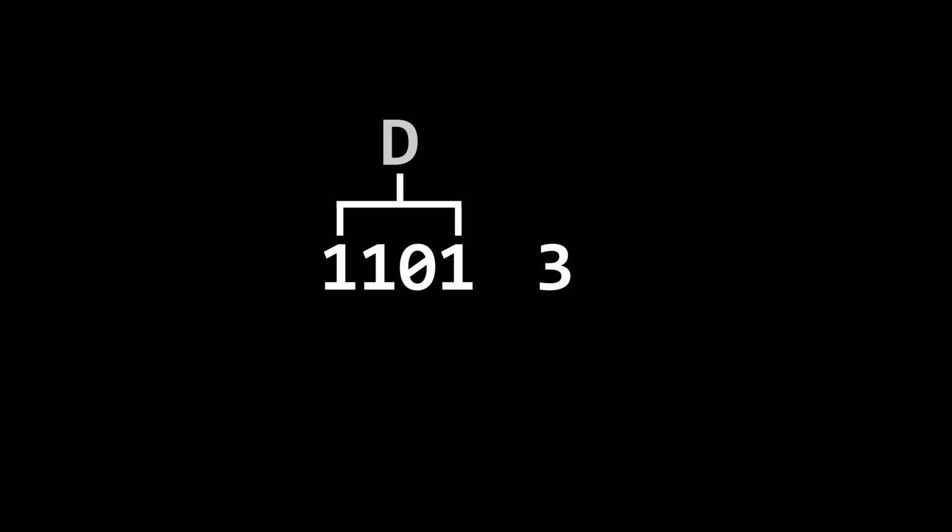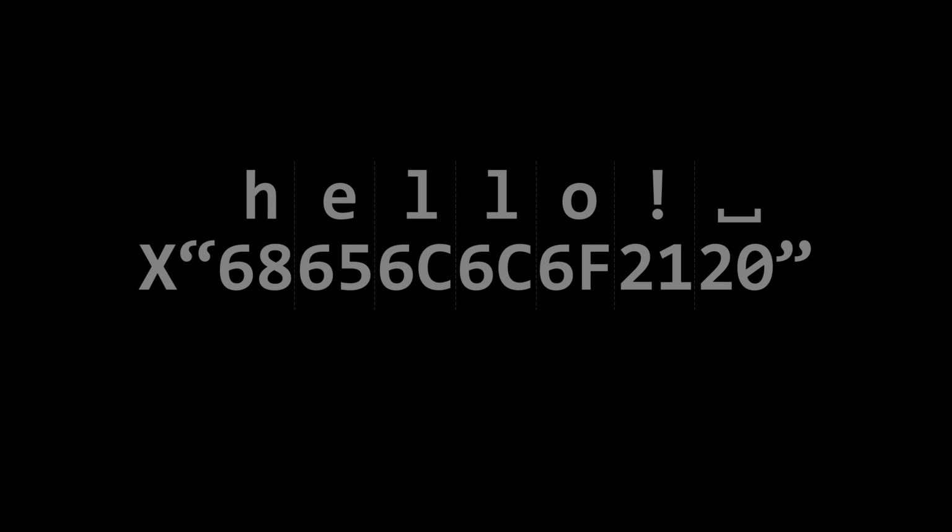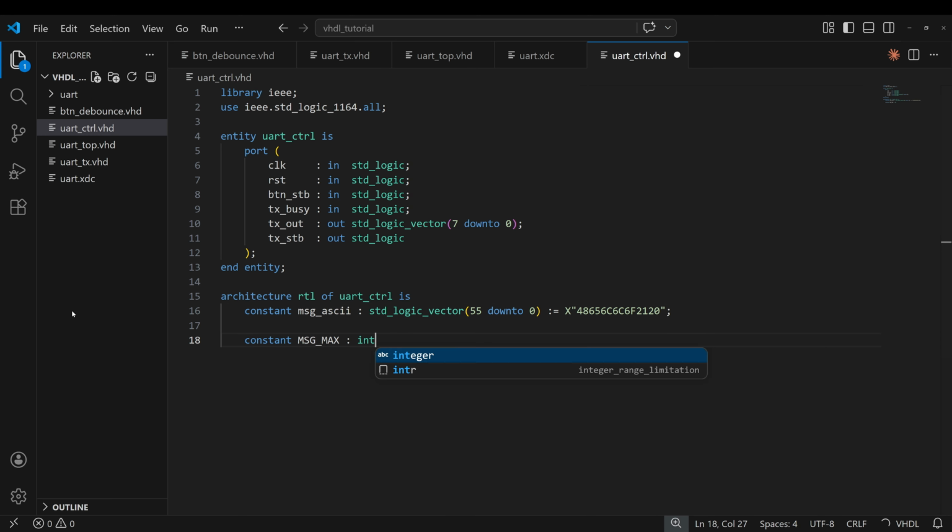First off, we're using a format called hexadecimal, which is base 16, which means there are 16 values per digit from 0 to 9, continuing with A as 10, up to F for 15. We can use it to make long binary values more understandable. 4 binary digits can be represented with just one hexadecimal digit. This allows us to use 14 digits instead of 56 ones and zeros. We'll also create a constant message max to help us index the ASCII message.